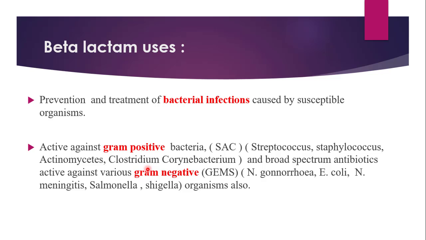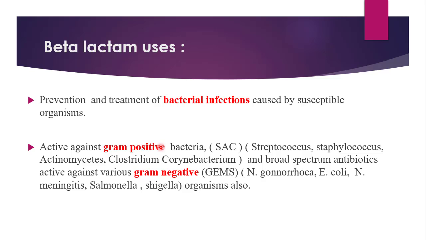Now coming towards the uses, beta-lactam antibiotics include broad spectrum antibiotics as well as narrow spectrum antibiotics. These are active against both gram-positive as well as gram-negative bacteria. Certain species of gram-positive such as Streptococcus, Staphylococcus infections, Clostridium, Corynebacterium species, and various broad spectrum antibiotics are also active against gram-negative microorganisms like Neisseria gonorrhoeae, E. coli, Neisseria meningitidis, Salmonella, Shigella, etc.